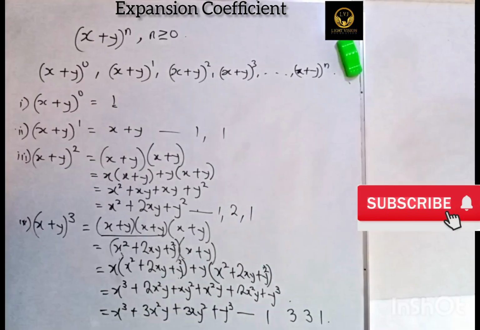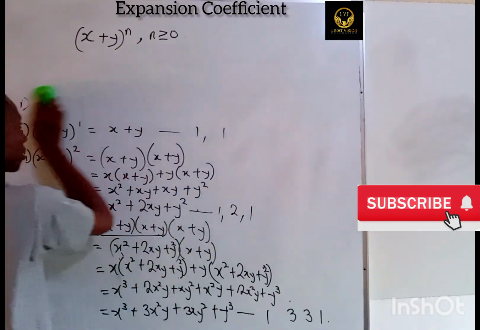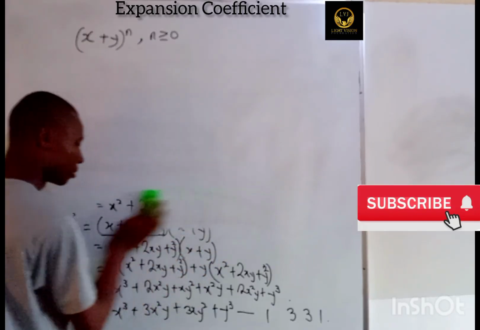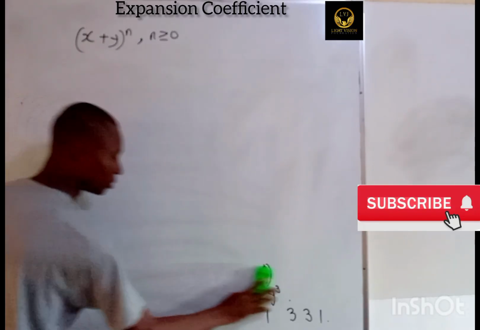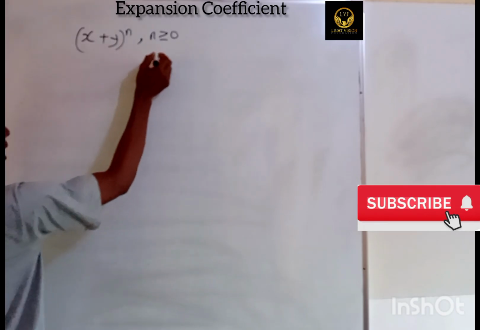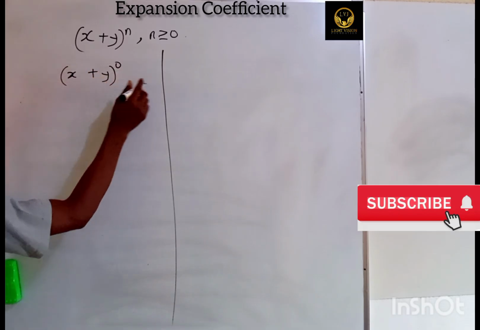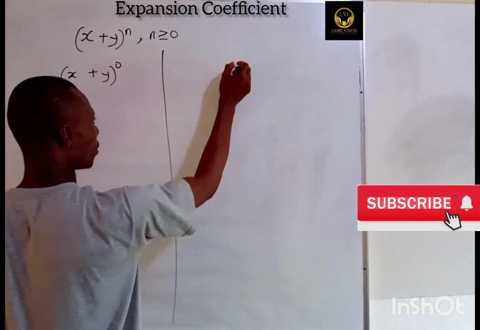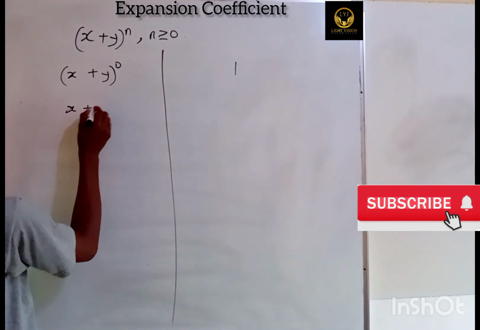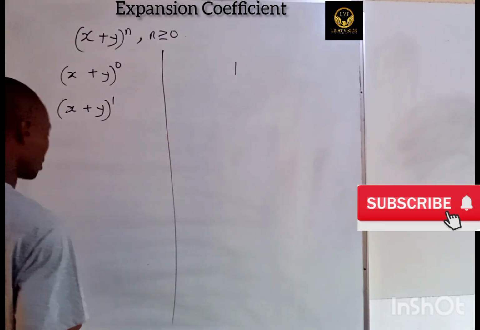Alright, now in summary, we can write the power and the coefficients. That is to say, when we have x plus y raised to power 0, the coefficient is 1.